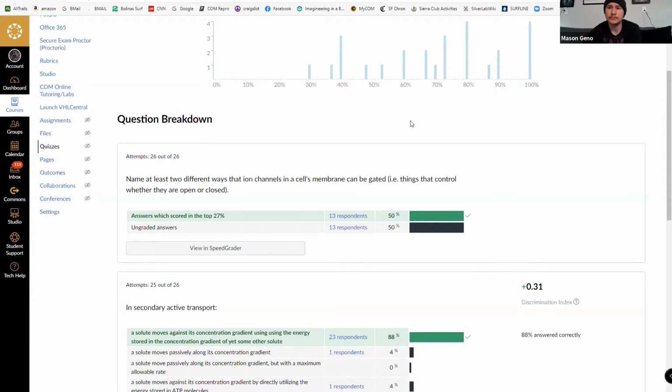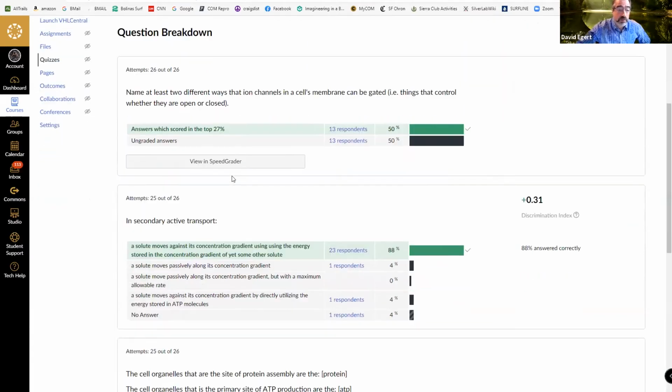Ligand gated. So chemical messengers come in. For instance, neurotransmitters or hormones can come and bind and cause channels to open. So those are all going to be important.